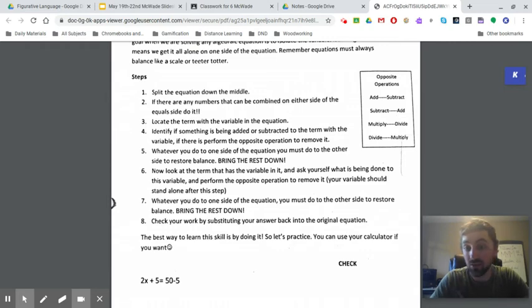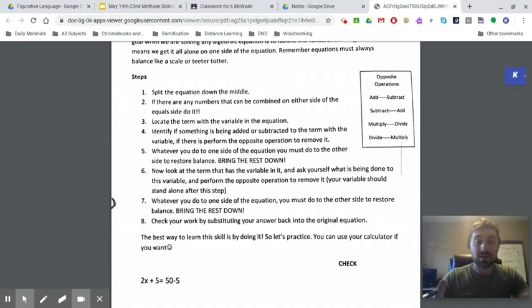Whatever you do, again, to one side of the equation, you have to do to the other side to restore that balance. Finally, check your work by substituting your answer back into the original equation. Whatever final answer you're given, you can always check to see if it's correct by putting it right back into the original equation. If you do both sides correctly, they should equal each other after that.